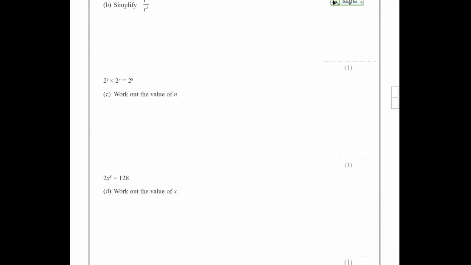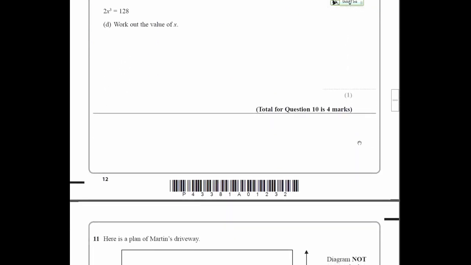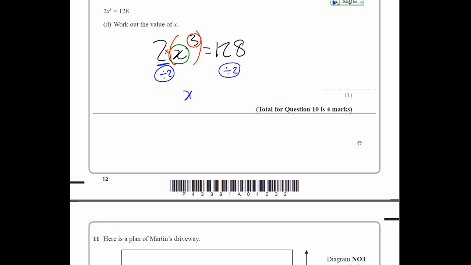Clear the ink. More tricky one now. Work out the value of x. 2 times x cubed is 128. This is a calculator paper, so don't worry too much. All you need to do is get x on its own by undoing what's happened to it. It's been multiplied by 2 and put to the power of 3. Not everything is to the power of 3, so we'd first need to get rid of this times 2. Let's divide by 2 on both sides. So you get x cubed left, and you get 64.